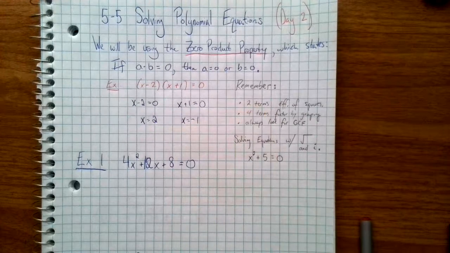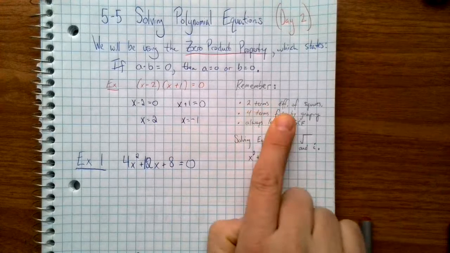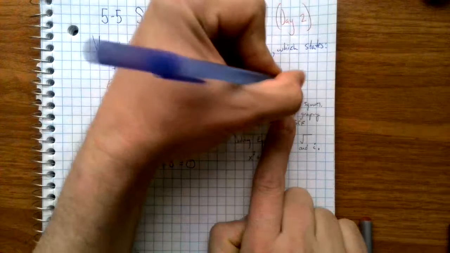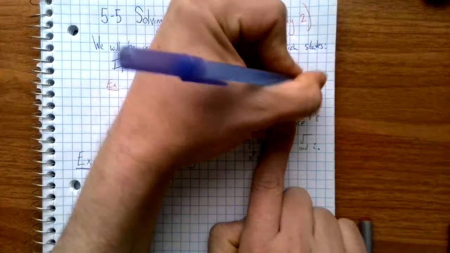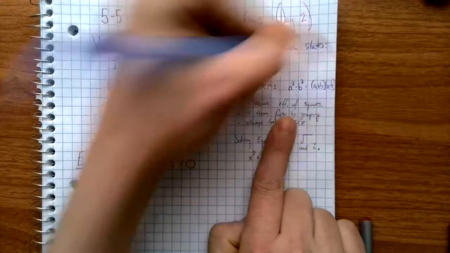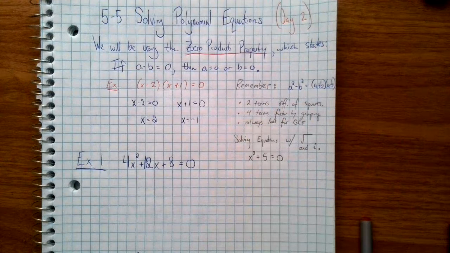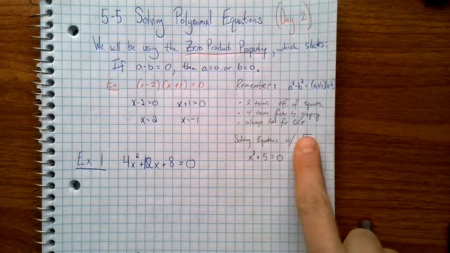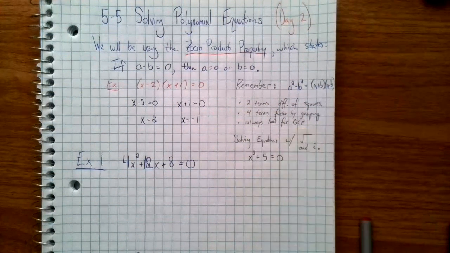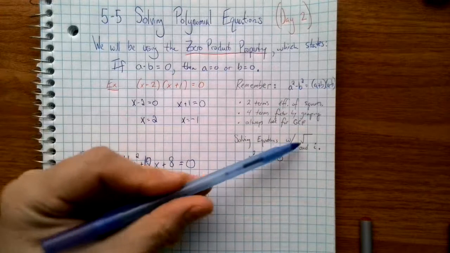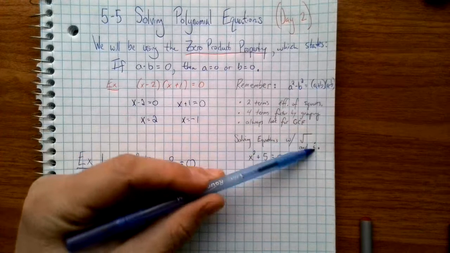We want to remember that when we're factoring, if there are two terms, we want to consider a difference of squares: a squared minus b squared equals a plus b quantity, a minus b quantity. If we have four terms, we want to consider factoring by grouping, and we always want to look for a greatest common factor. One additional reminder from a previous skill from this year is solving equations that involve square roots and also that potentially involve i.